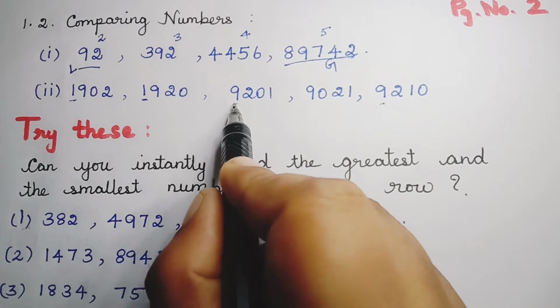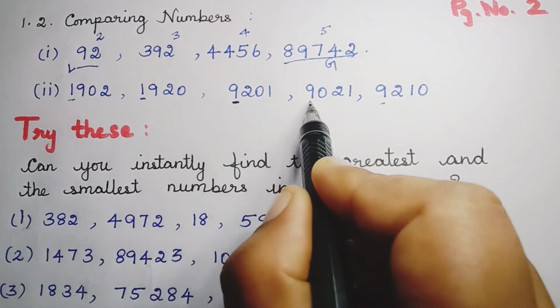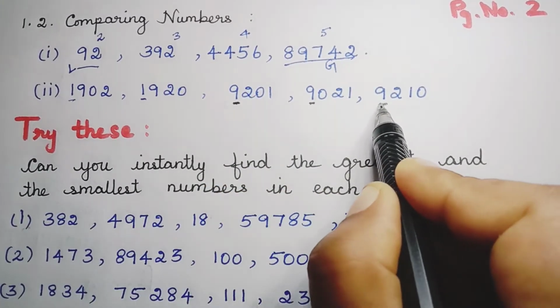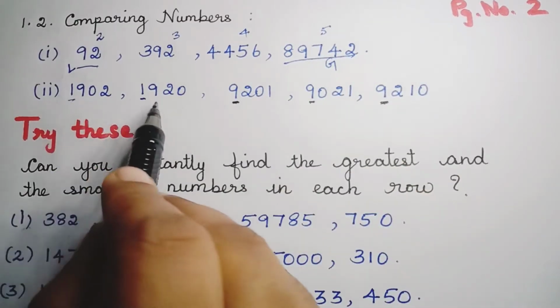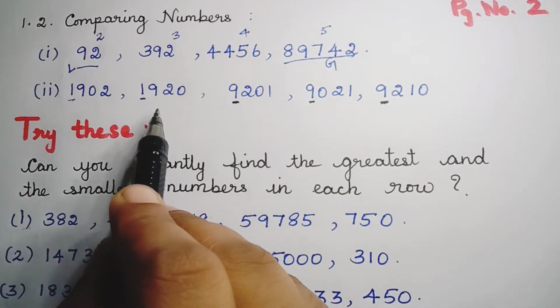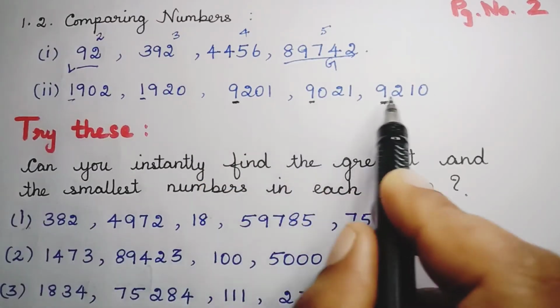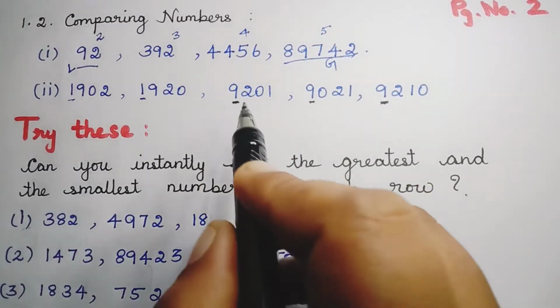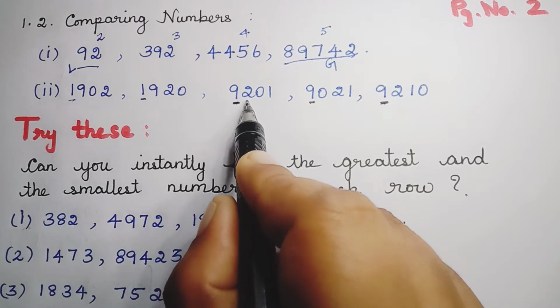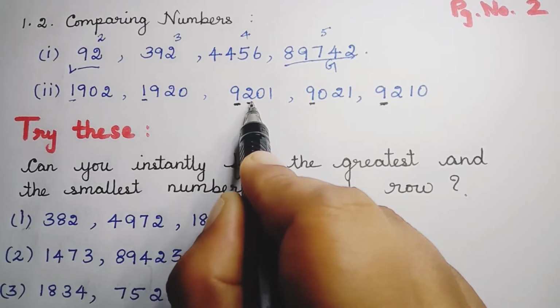The first digit of this number is 9. Here also 9. Also 9. So these are obviously greater than these two numbers, right? So we have filtered out 3 numbers. From here you have to go to the next digit, that is the third part.